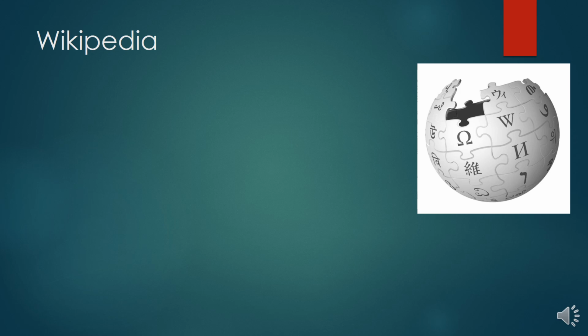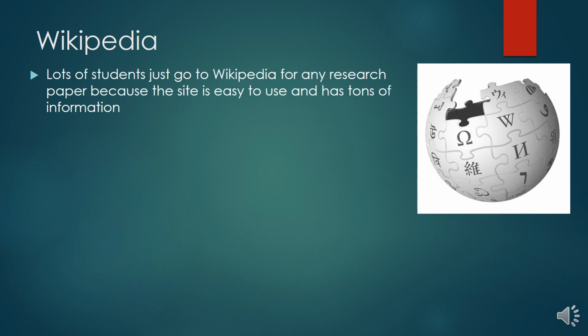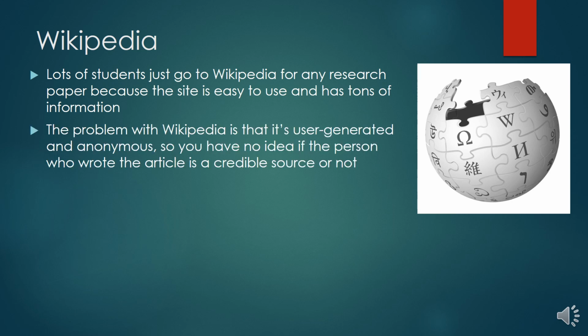Another shortcut people turn to a lot is Wikipedia. Lots of students just go straight to Wikipedia for any research paper because the site is easy to use and has tons of information. And Wikipedia is really useful on a day-to-day basis, just anytime one needs to look up a word that's new or a concept that is brand new. Wikipedia can be really helpful for just everyday research.